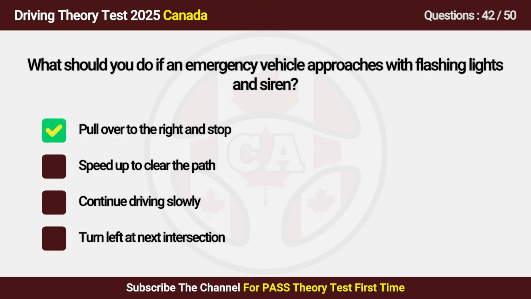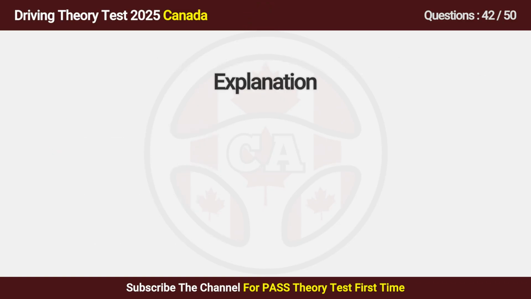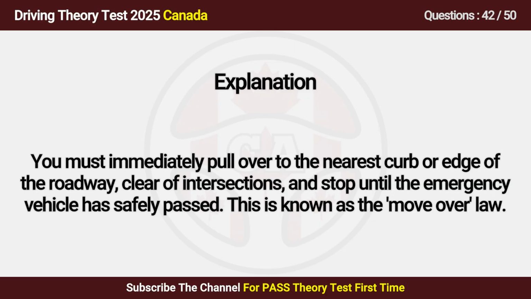Answer is A. Pull over to the right and stop. You must immediately pull over to the nearest curb or edge of the roadway, clear of intersections, and stop until the emergency vehicle has safely passed. This is known as the move over law.